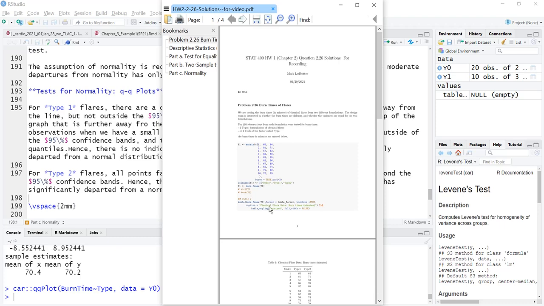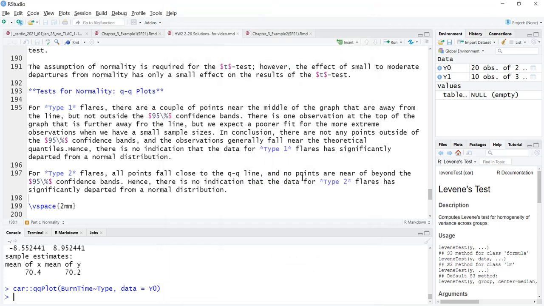If you did make a mistake, let me make a mistake and show you what can happen. I'll take that out, the backslash. Let's see if it causes a mistake when I knit now.